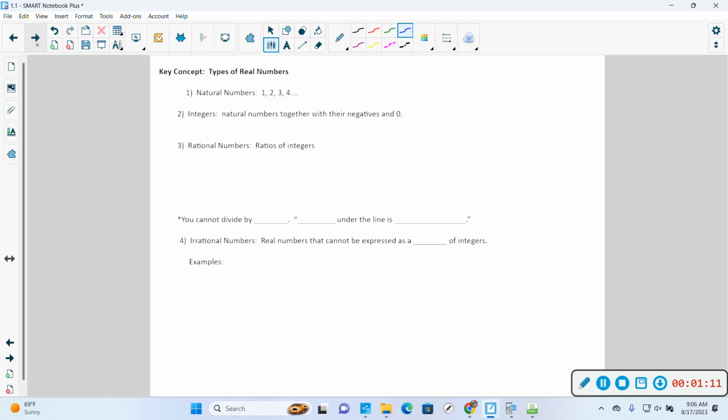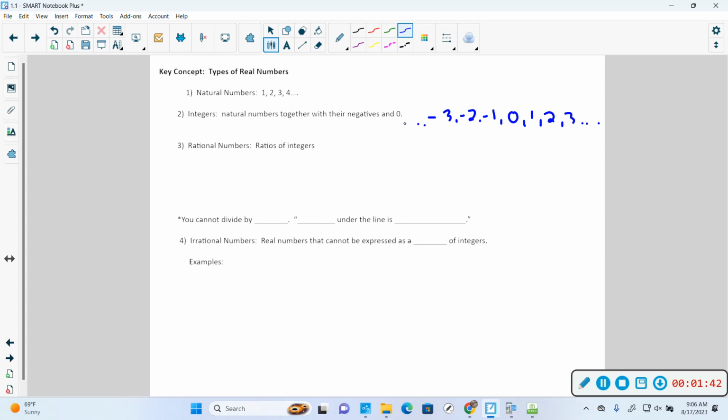Okay, all right. Now, these are all different types of real numbers. Integers, natural numbers with the negatives and 0. Okay, so no decimals still, no fractions. So for instance, obviously I'm going to put some negatives on here. -3, -2, -1. Remember the dots on either side just means they go on forever. So whole numbers, no decimals, fractions, and the negatives, positive, 0.